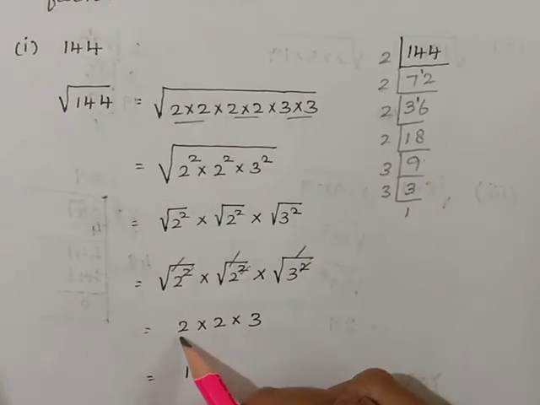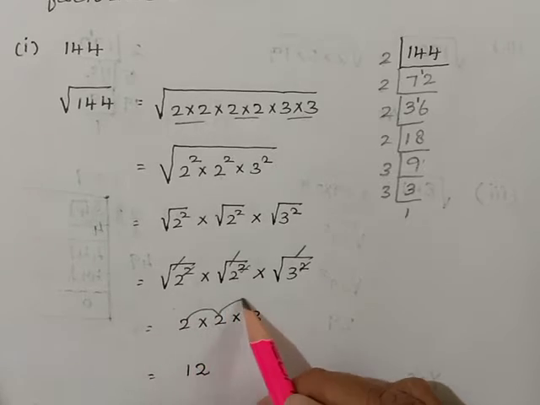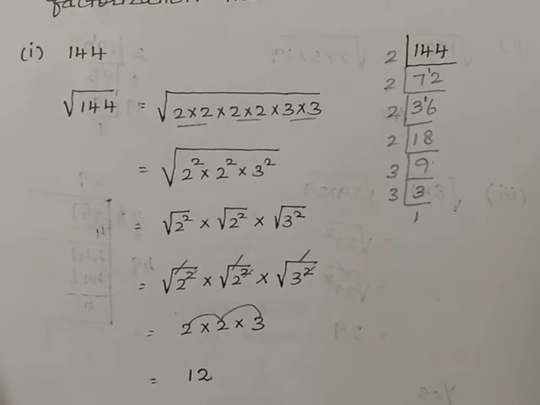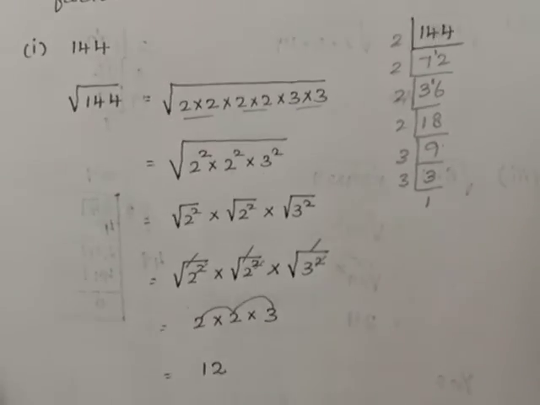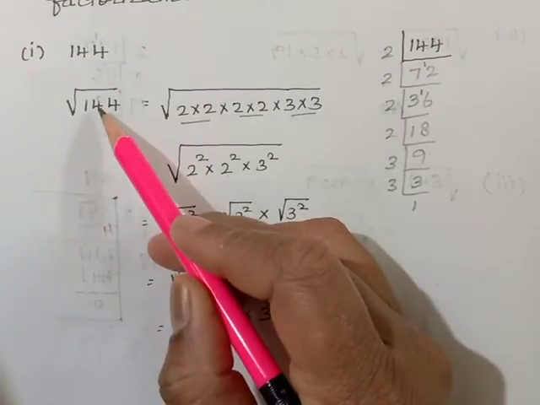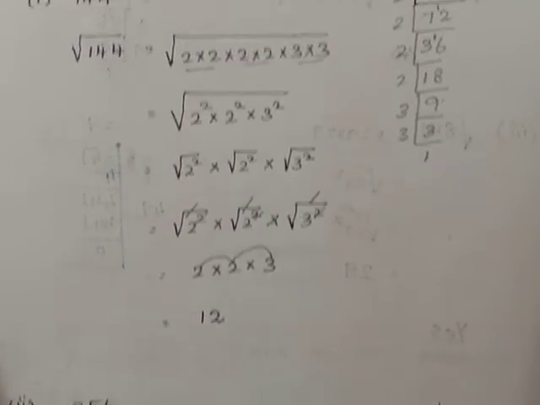So remaining is 2 into 2 into 3. 2 twos are 4, 4 threes are 12. So when you multiply 12 two times, that is 12 into 12, your answer will be 144. Therefore the square root of 144 is 12.